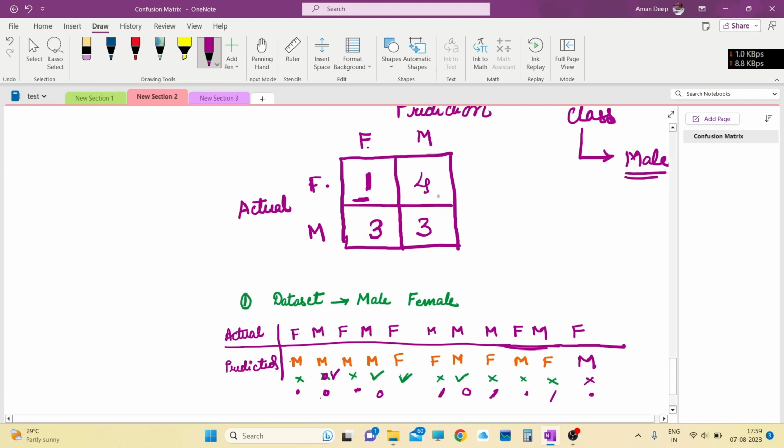So this is how we have filled the confusion matrix. Now let's have a look at it. Let us copy this.